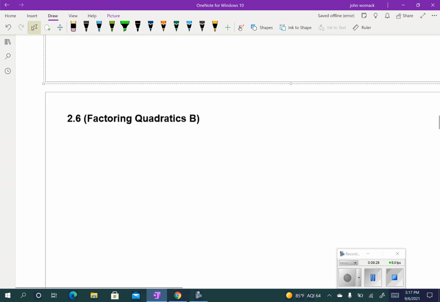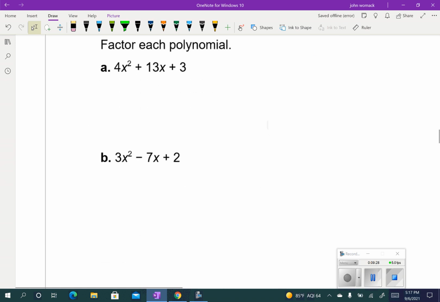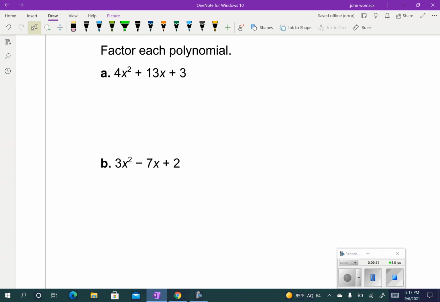All right, let's show you another example down here. Here's a couple of them. So let's start with this first one. I got 4x squared plus 13x plus 3. Sorry. So let's start out. This is a quadratic trinomial, right? Highest power is a 2. It's got 3 terms. There's no common factor. So if there's no common factor and it's a quadratic trinomial, I'm always going to start with my 2 sets of parentheses. Okay, now we got to think backwards.